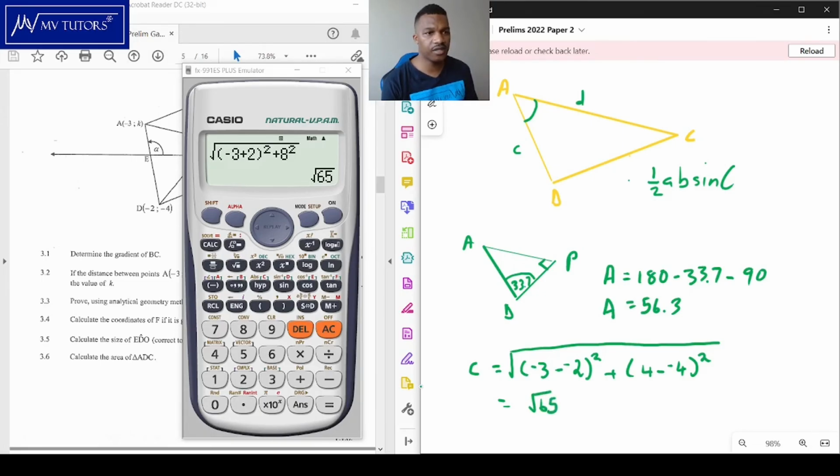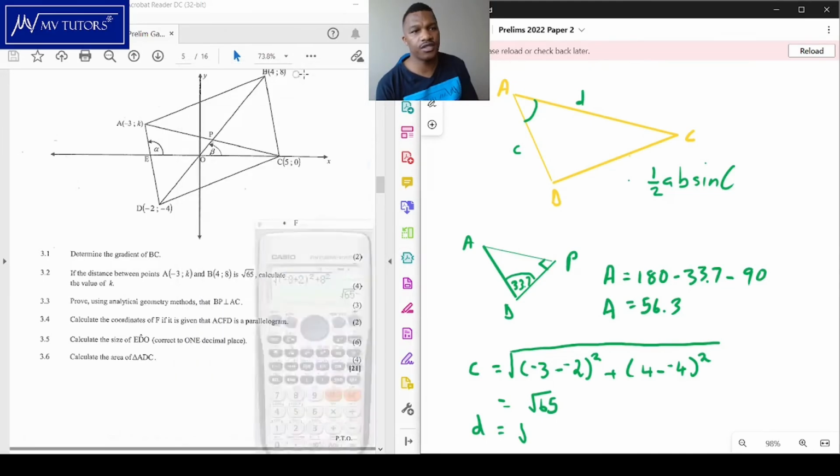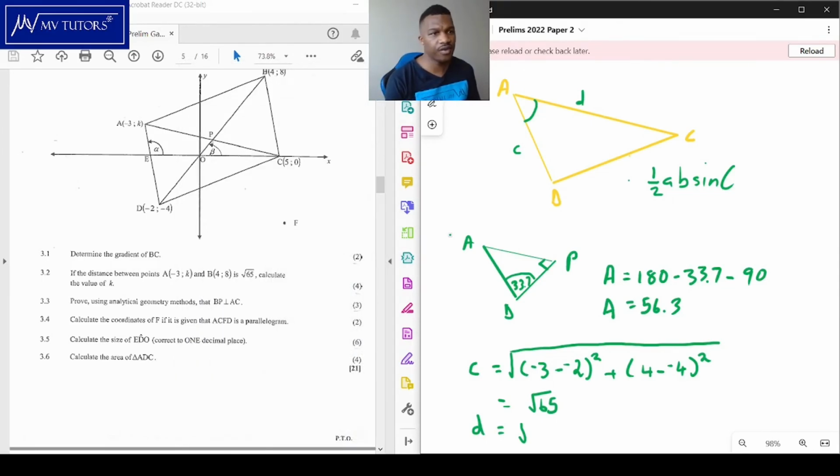Cool. And then for the small letter d, we use the same formula. Let's see the numbers we're working with. AC. So A once again is minus 3, minus, for C it's 5. It's going to be squared, plus 4 minus 0 squared. Put that under the square root. Let's get the calculator once again.